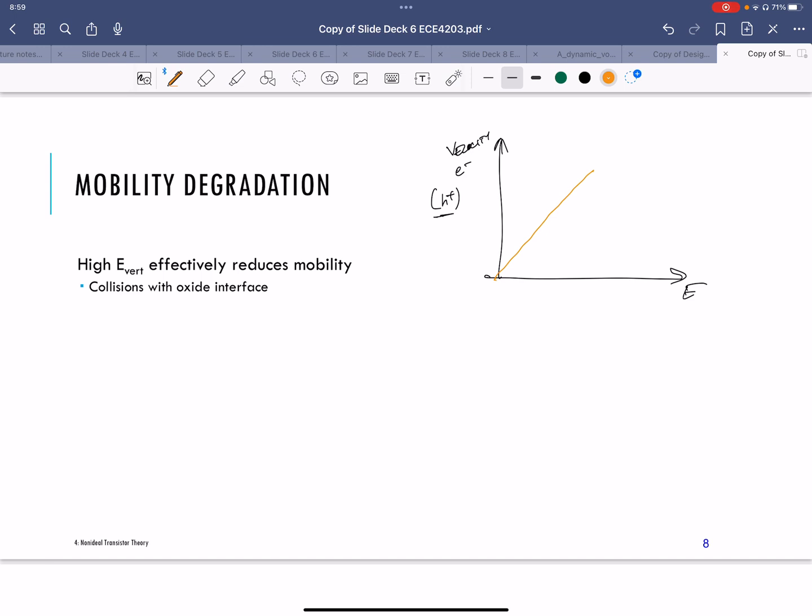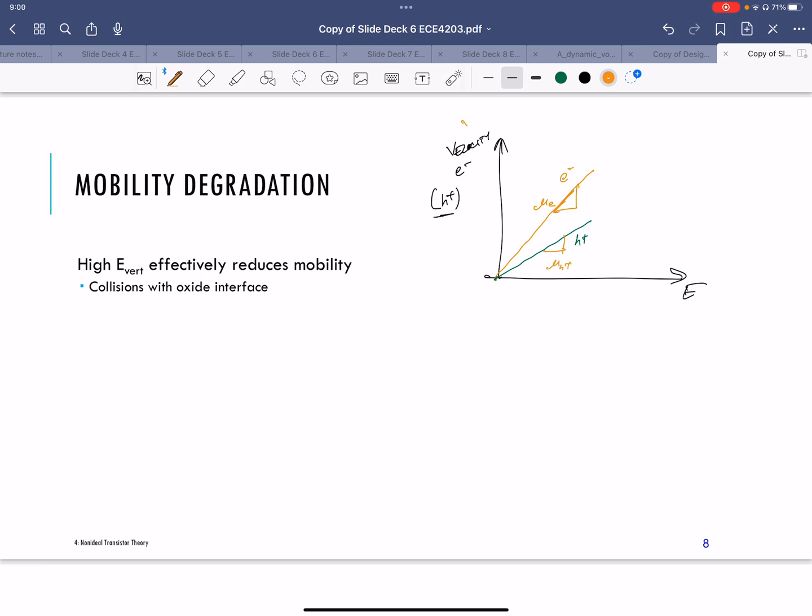They have different slopes. So the electron mobility is usually higher than the hole mobility by a factor of two or so. So this would be for a hole, and this would be for an electron. And so the slope here is the mobility. So the slope is the mobility of an electron, and this slope is the mobility of a hole.